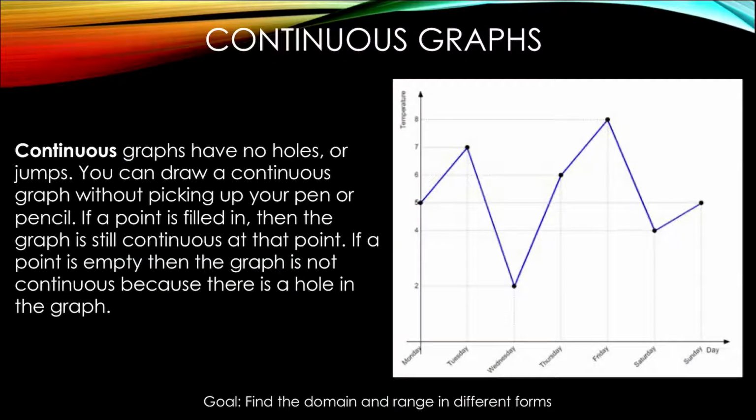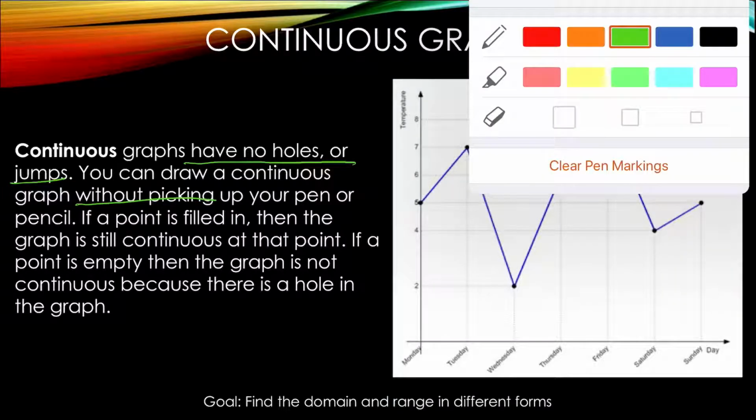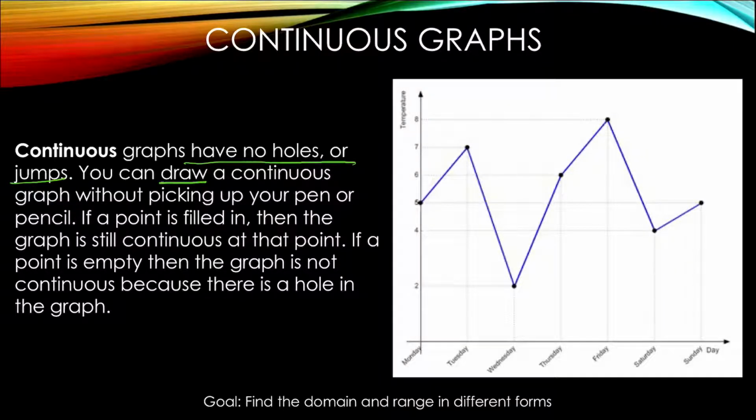If something is continuous, it has no holes or jumps, we can draw it without picking up our pen or pencil. If a point's filled in, then a graph is still continuous. If a point is empty, then the graph is not continuous because there is a hole in the graph. So if we notice all these points are filled in, we can draw this without picking up our pen or pencil, so we know it's continuous.